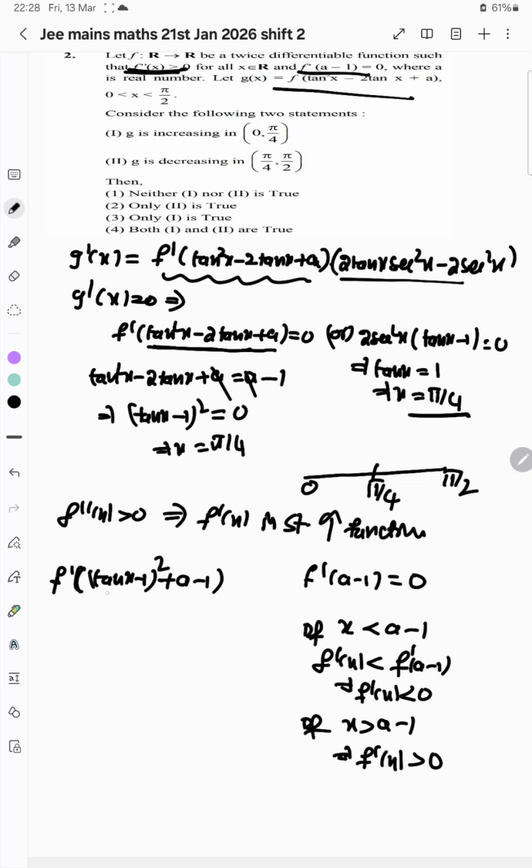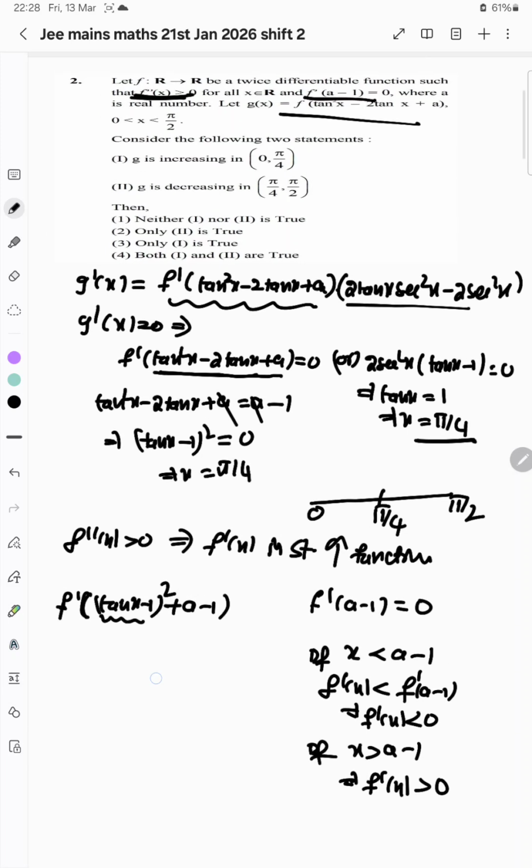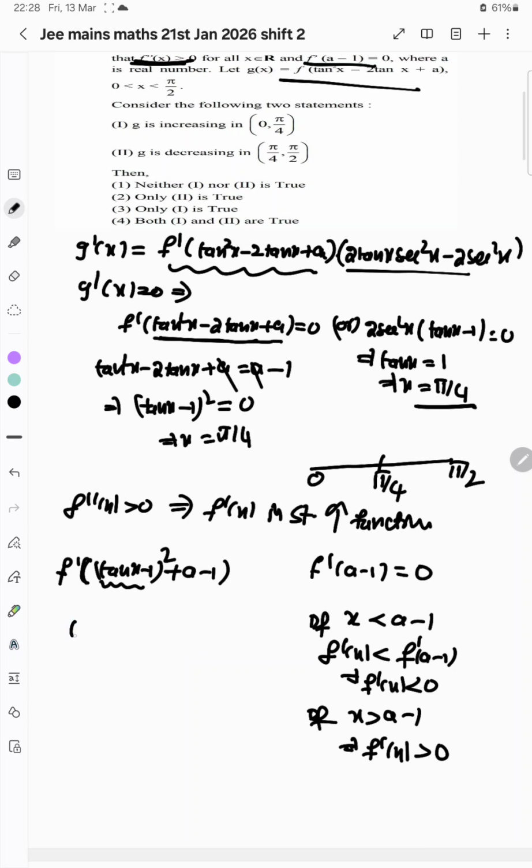So you can observe it's a perfect square. It's a perfect square, right? So if you take any value in between 0 to pi by 4 and substitute some positive quantity, what we can understand is that the entire value tan x minus 1 whole square plus a minus 1 is definitely greater than a minus 1. So if you apply f dash of x on both sides, f dash of the entire thing must be greater than f dash of a minus 1. So f dash of a minus 1 value is 0 only. So f dash of the entire value must be positive.